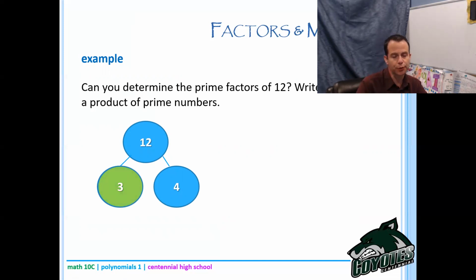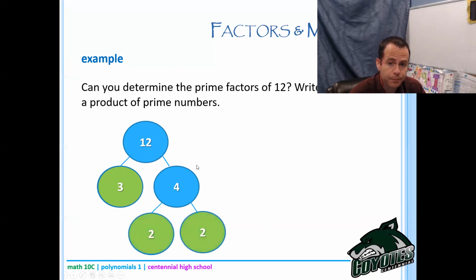So you could just circle 3, just as a notion to you that, hey, that's prime, I'm done. I don't need to break that guy any further. But 4 is not prime. So now I want to say, okay, can I break 4 into another multiplication sentence? And I can do that. 4 is 2 times 2. Both 2 and 2 are prime. And so now I have broken 12 into a series of prime numbers that are being multiplied by each other. It would be 3 times 2 times 2. So 3 times 2 times 2 would give me 12, okay?